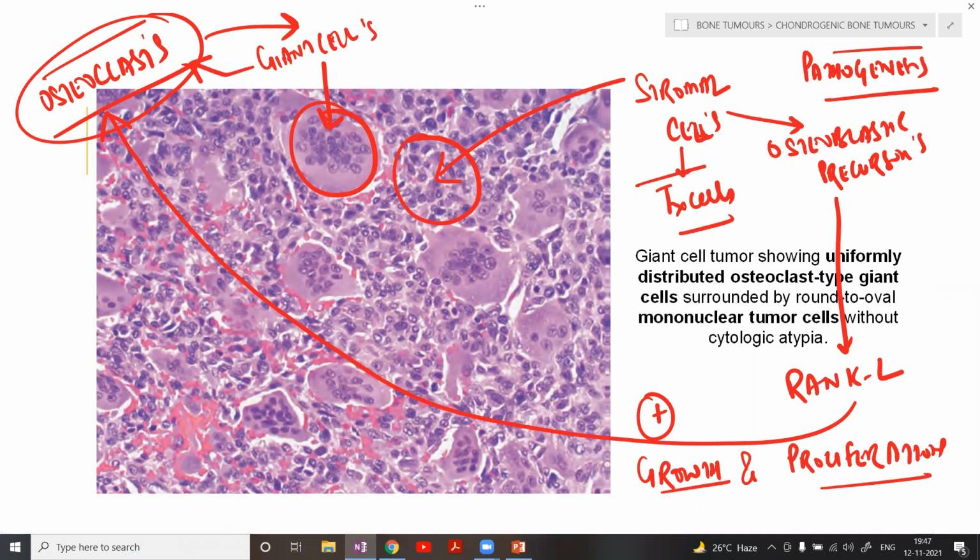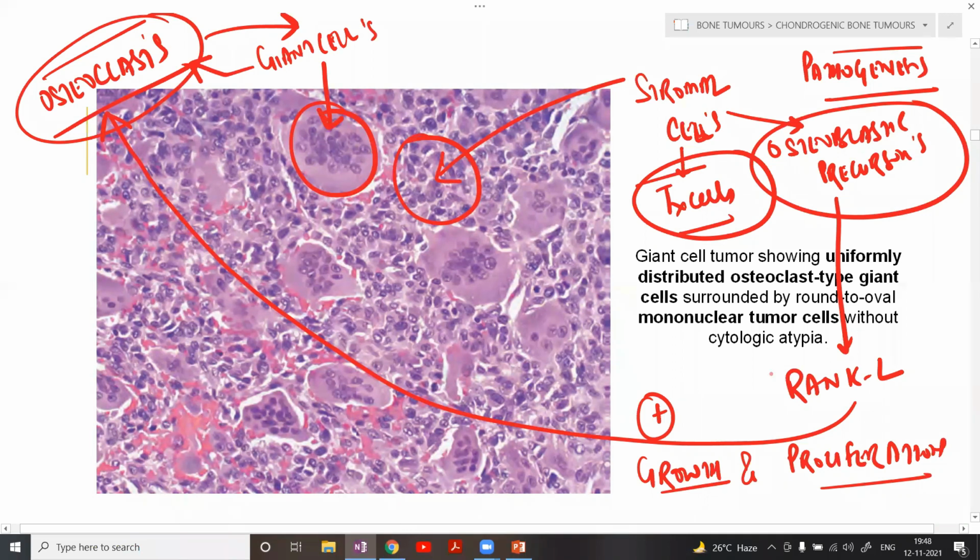Is the pathogenesis crystal clear to everyone? Yes. Is it clear? Yes, sir. Okay, so this should be very clear because in the exam you will be asked which are the tumor cells over here, and you should be able to answer: the stromal cells, the mononuclear cells. Why is there giant cell production over here? You have to say that these are the neoplastic cells which are rapidly proliferating and releasing RANKL ligand, which is acting on the nearby osteoclasts, leading to giant cell formation, and multiple such giant cells can be seen in this particular diagram. Okay.